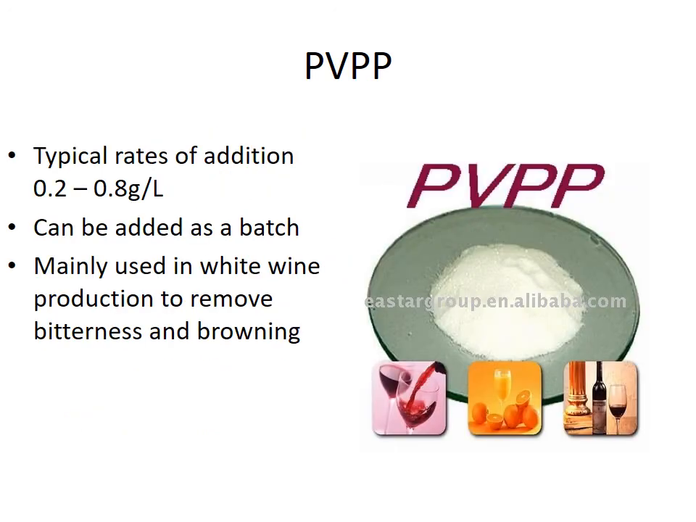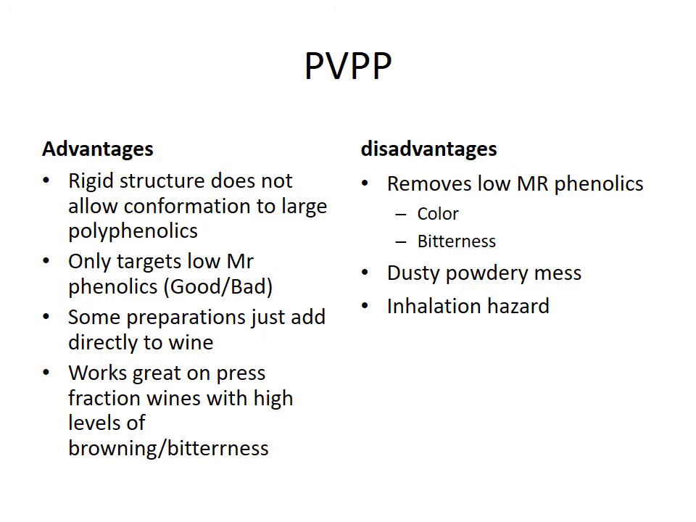Typical rates of addition are 0.2 to 0.8 grams per liter, and it can be added as a batch. Again, it's mainly used in white wine production, and it's super easy to obtain. But do you want to add plastic to your wine? The upside is you have a really targeted fining agent, and sometimes you can just add it straight to the wine.